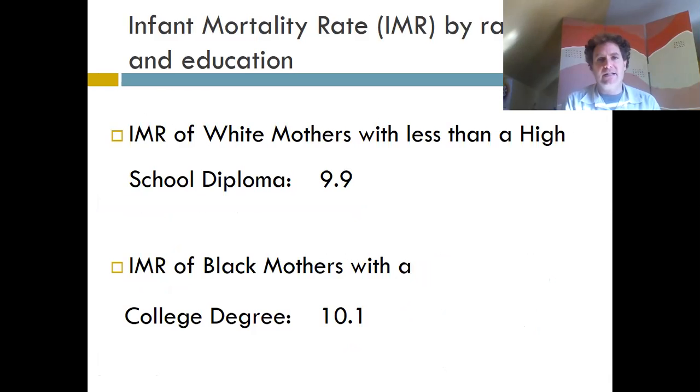One amazing statistic is, again, the infant mortality rate. The infant mortality rate of white mothers with less than a high school degree is roughly the same as the infant mortality rate of Black mothers with a college degree. So this is saying that, again, it's not all about class. It's not all about how much income or wealth you earn or how much education you have. Because white mothers without a high school degree have the same infant mortality rate as Black mothers with a college degree. If it was all about education or income, you should not see this result happening here.